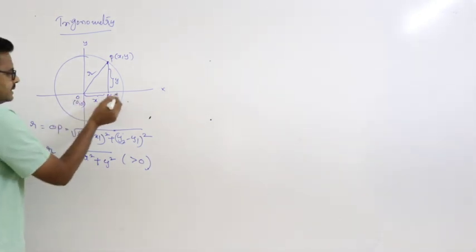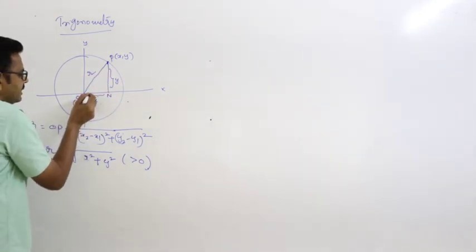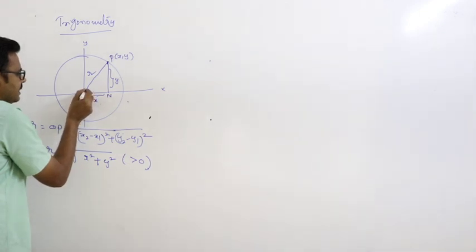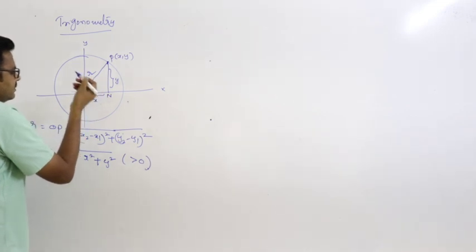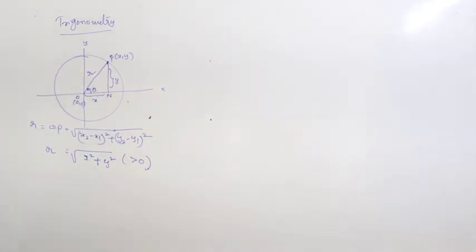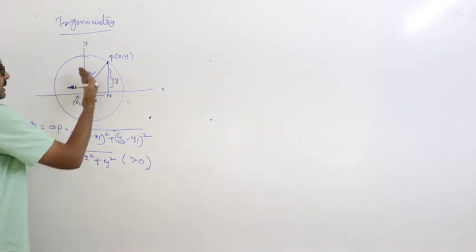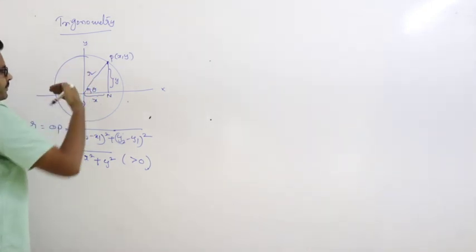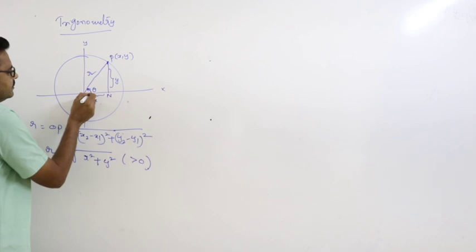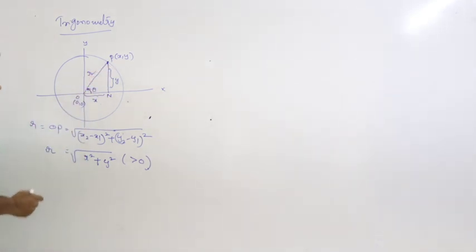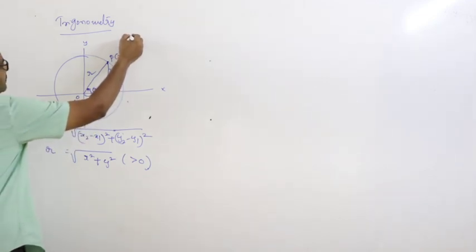And this OP makes an angle. Angle is measured in the anti-clockwise direction. This is theta. OP makes an angle theta with the positive direction of the x-axis, so in the anti-clockwise direction the angle moves like this. Suppose that this is theta, this is the first quadrant.